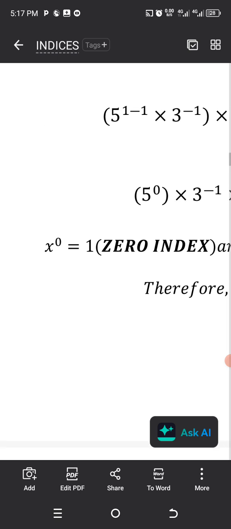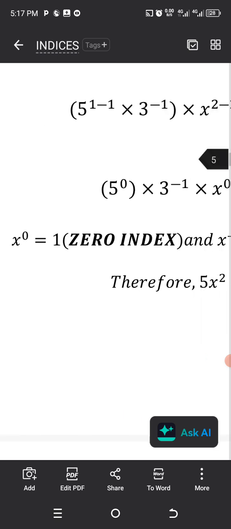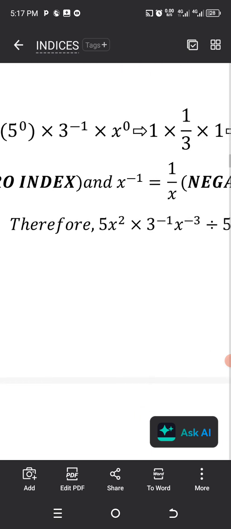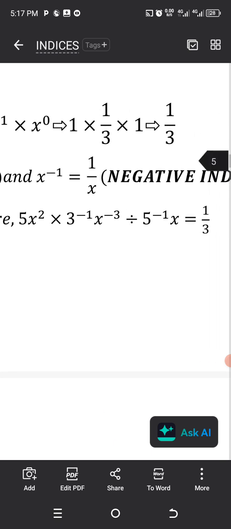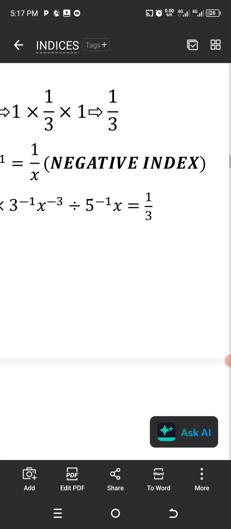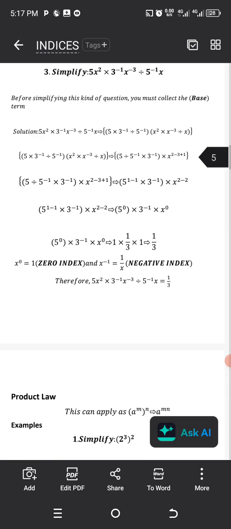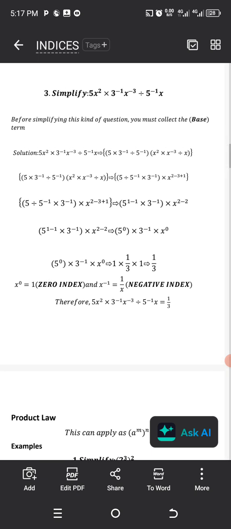Whenever you have x raised to power 0, it is 1. Anything raised to power 0 is 1. We call it 0 index. And any base raised to power minus 1 will be 1 over that base and that power. So we call it negative index. Let me just zoom out again so that you can view it very well. So that is the solution to example 3. That is how to simplify example 3.